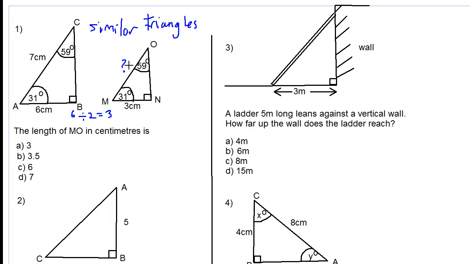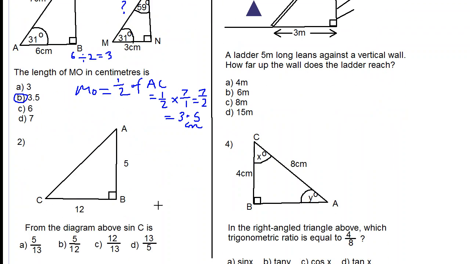Therefore, to get MO, what we need to do is find half of AC, which will be half of 7, which is 7 over 2, which is 3.5. Okay, 3.5 cm. So the length of MO in centimeters is B, 3.5.